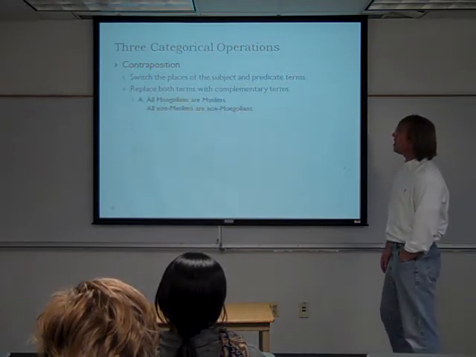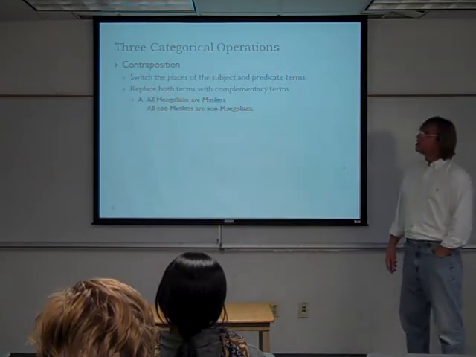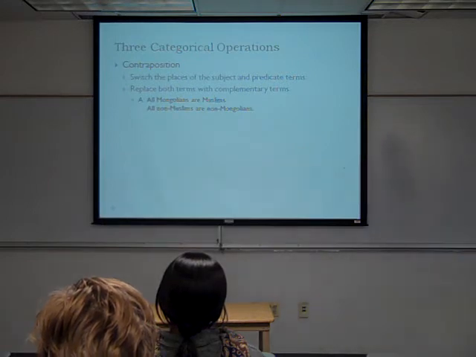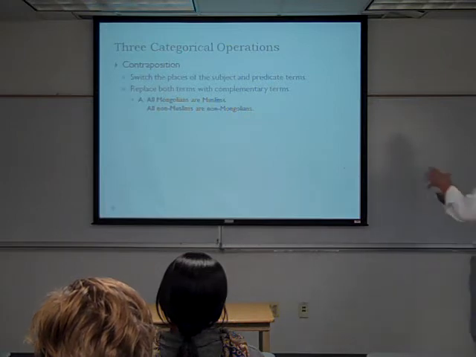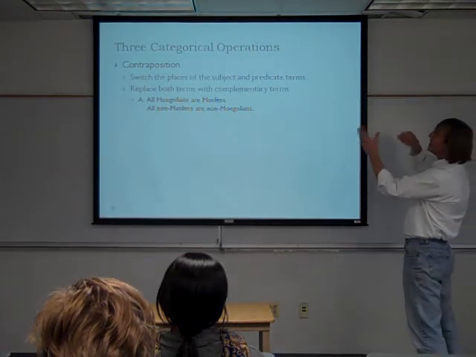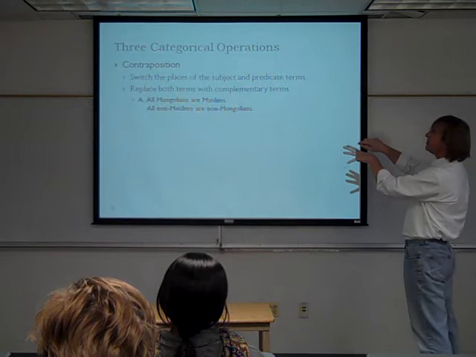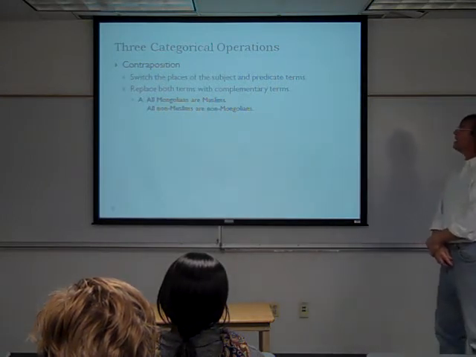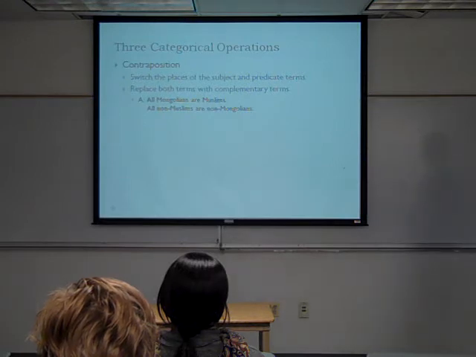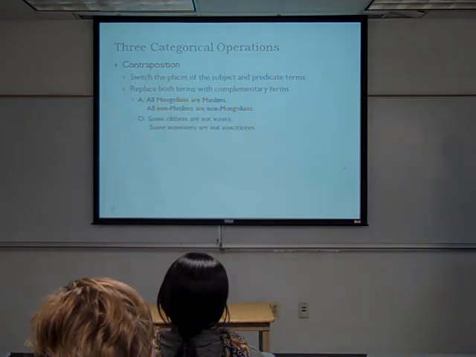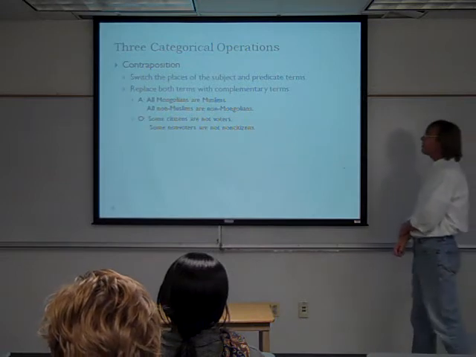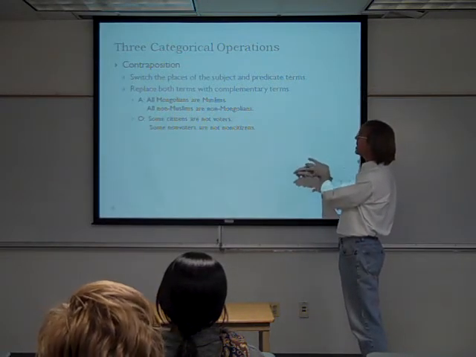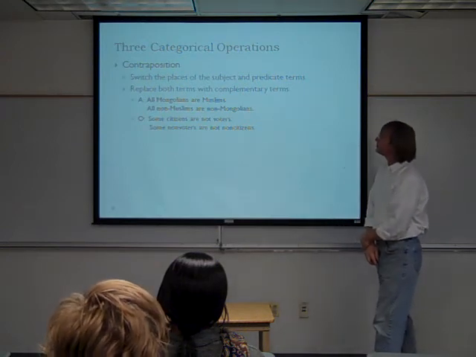For example, all Mongolians are Muslims. To take the contraposition, we're going to switch the subject and the predicate and change them both to their complementary terms. So we got all non-Muslims are non-Mongolians. The O claim, some citizens are not voters. Well, we change that around. Some non-voters are not non-citizens.